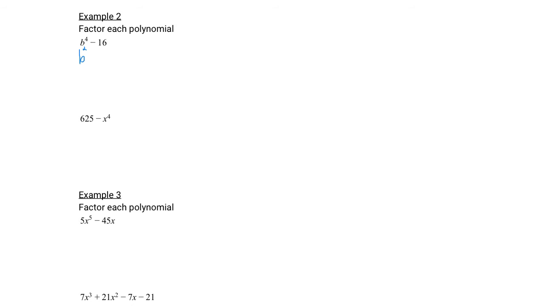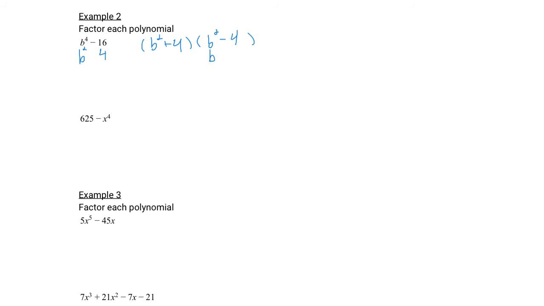And 16 is a perfect square. That's 4. So we need two parentheses, a plus and 1, a minus and 1, b squared in the fronts, 4 in the backs. Now, the first one we can't do anything else with, but the last one is the difference of two squares again.